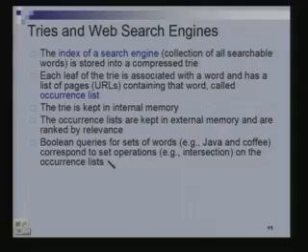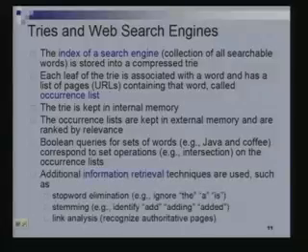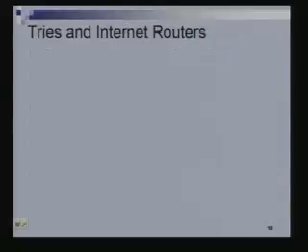If you gave an AND, it is an intersection, and if you gave an OR, it is a union, right? Of course there are lots and lots of techniques that go in to speed up the thing. You eliminate stop words, many other things. We will not go into that, right? They are also used in internet routers.